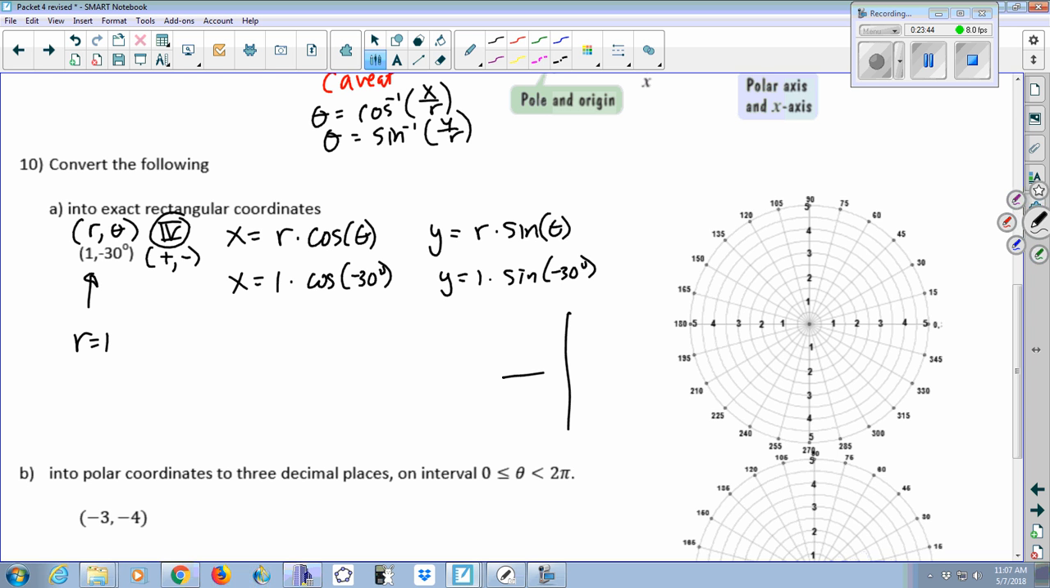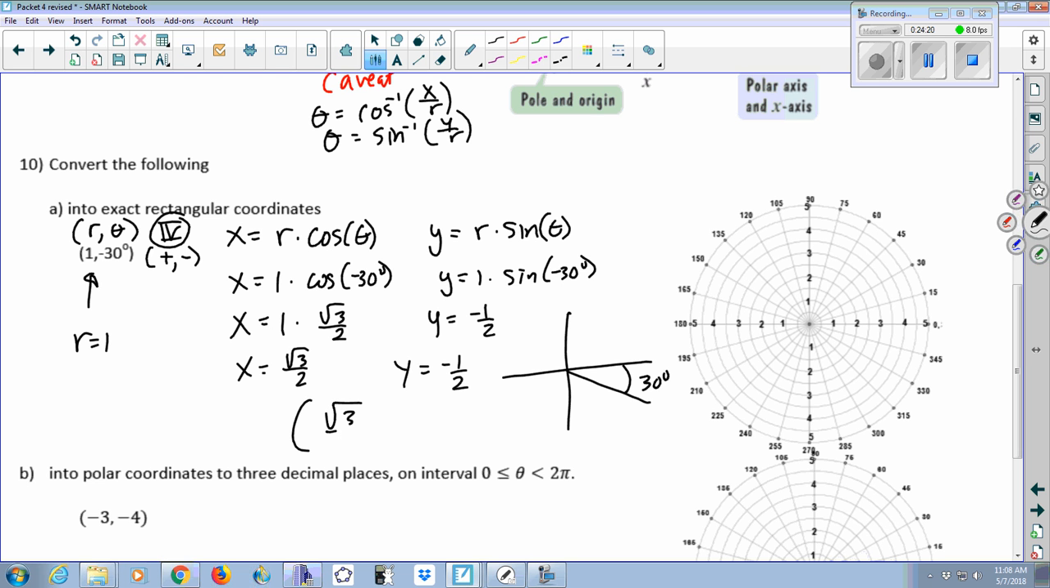So negative 30 degrees has a reference angle of 30 degrees. So we get x equals 1 times the cosine of 30 degrees. Cosine of 30, or the cosine of negative 30, I think we can do it. Square root of 3 over 2, yeah? And so x equals square root of 3 over 2, because we're located in the 4th quadrant. And sine of negative 30 degrees will be negative 1/2. So there are 2 coordinates.